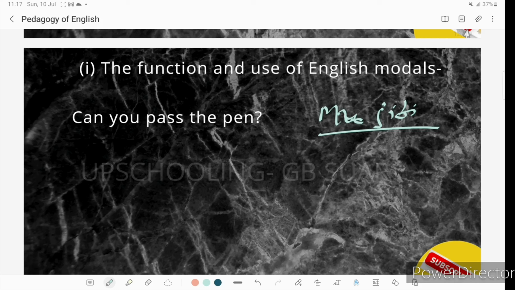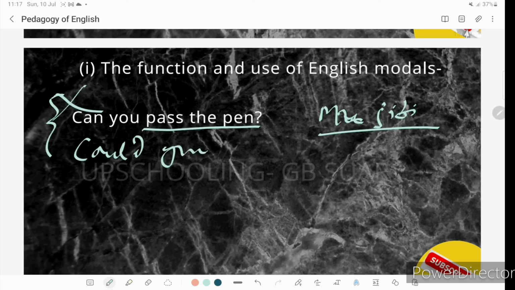Rather, इसका use आप बार बार करके बच्चों को समझाइए. Can you pass the pen? Is it correct? No, this is not correct. So while requesting, could you pass the pen?